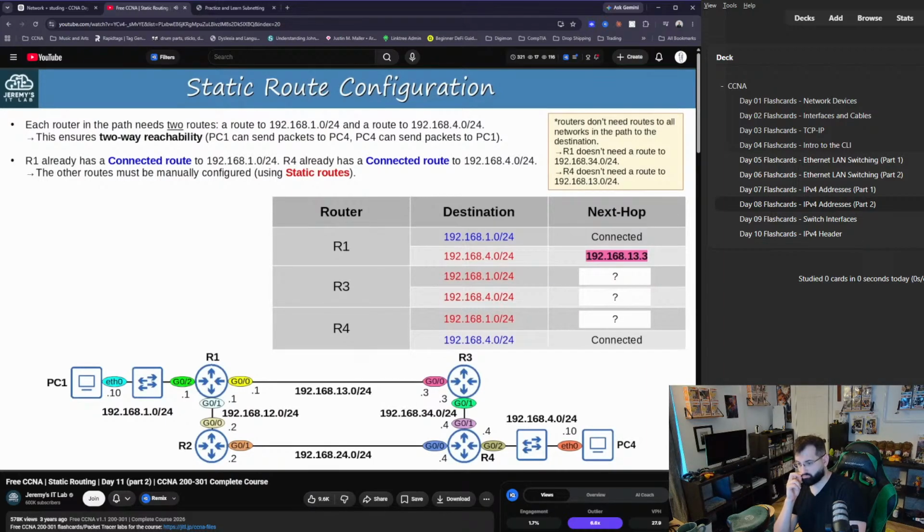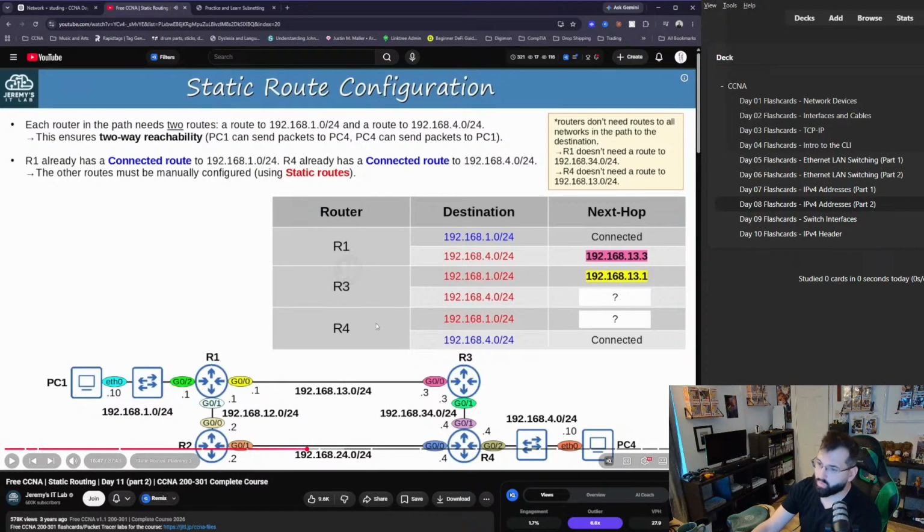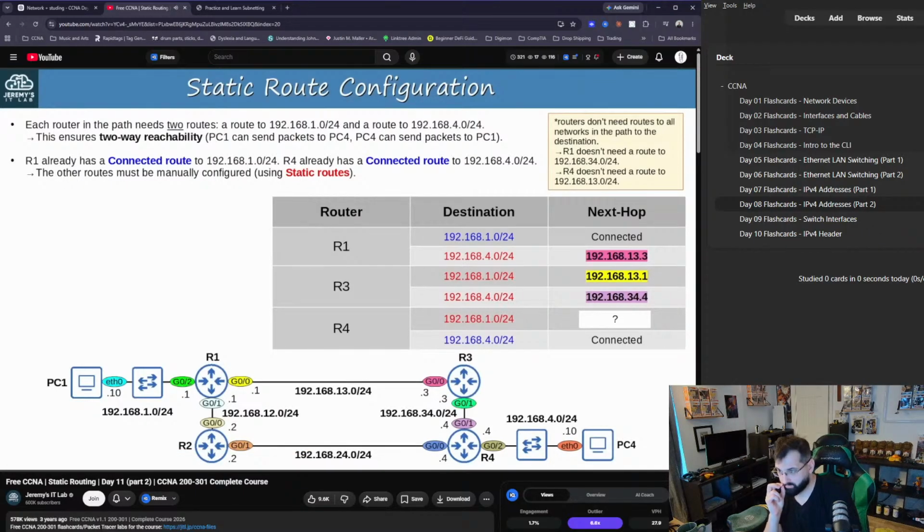Okay, next one. What next hop IP should R3 use to send packets to the 192.168.1.0/24 network? 34.4. The answer is 192.168.13.1. R1. Why? Because it's the default? G0/0 interface. And how about 4.0/24? It should send packets to 192.168.34.4, R4's G0/1 interface.